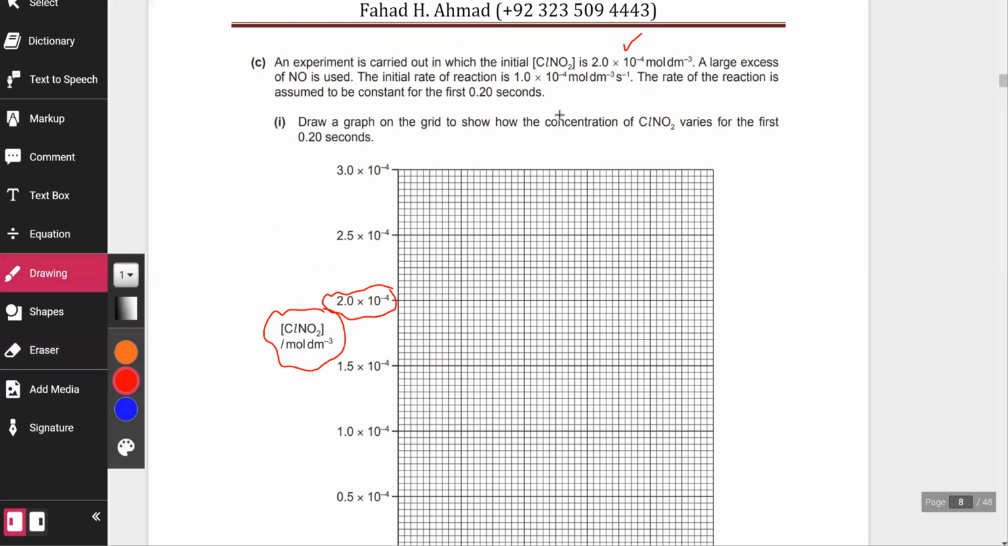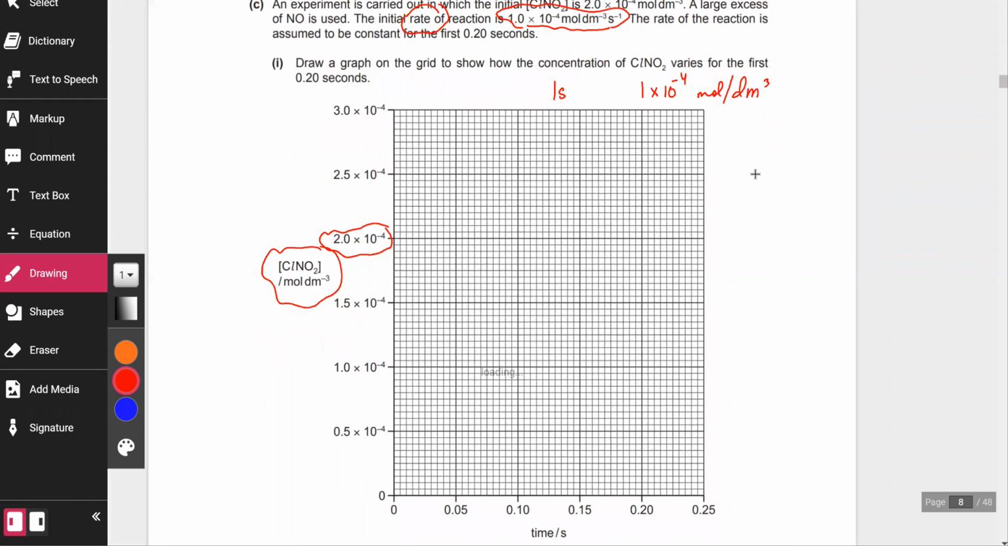I can use ratios. In 1 second, the concentration is decreasing by 1 times 10 power minus 4 mole per dm cube. Remember, rate is the gradient. So I can simply use ratios that in 1 second it decreases by 1 times 10 power minus 4 mole per decimeter cube. But they're saying that the rate remains constant for the first 0.2 seconds only. If in 1 second it's decreasing by this amount, in 0.2 seconds it should be decreasing by what amount? That would be x.